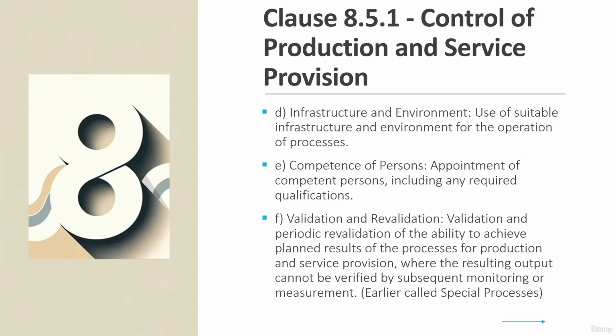For example, there are various processes such as welding, painting, etc. So the output cannot be really verified. Once you have done the welding, you cannot fully check whether this welding is done right or not. So for that, you need to pre-qualify the process. That is validation. Once your process is validated, you follow those parameters and process requirements, because the output of welding cannot be checked by subsequent operations. So this is another requirement related to controls.